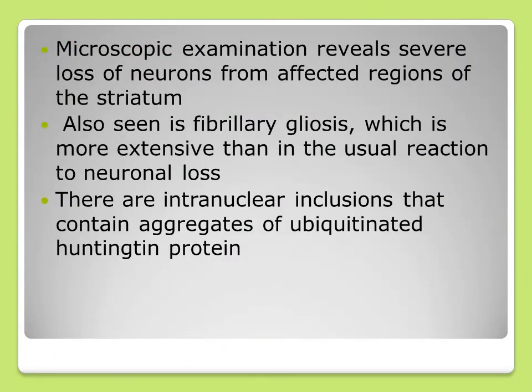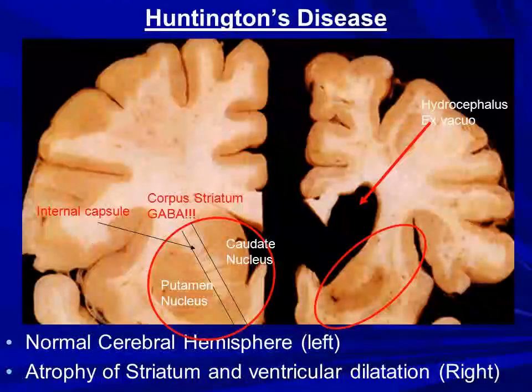Microscopically it reveals severe loss of neurons in the affected regions, resulting from an abnormal huntingtin protein from trinucleotide expansion of its gene. So the code is abnormal, the protein product is abnormal. This abnormal protein leads to degeneration of the neurons encoding this protein. Also seen is fibrillary gliosis, which is more extensive than the usual reaction to neuron loss. There are intranuclear inclusions containing aggregates of ubiquitinated huntingtin protein.